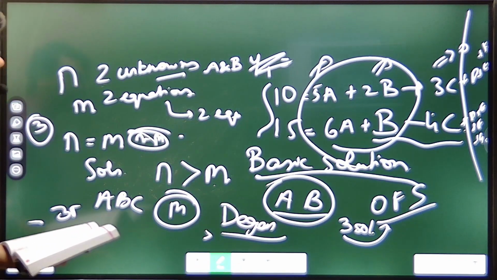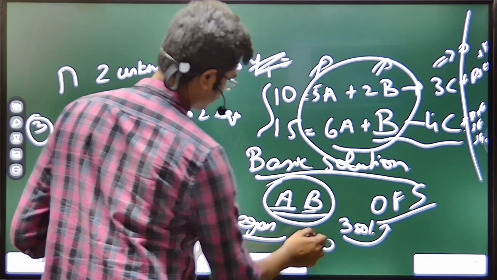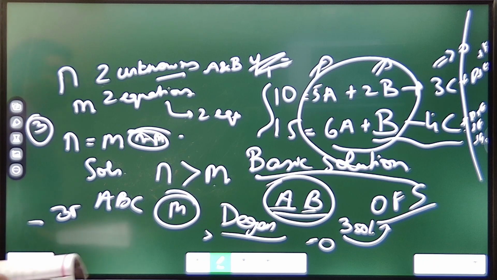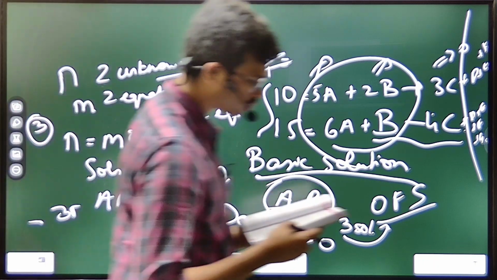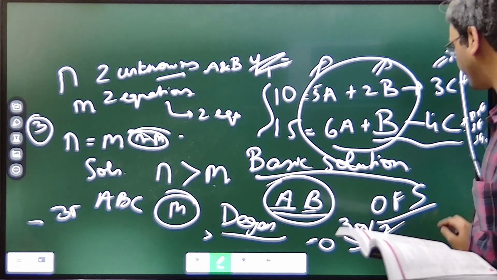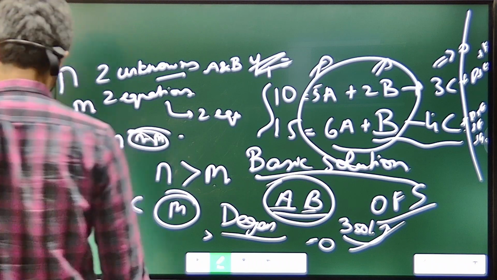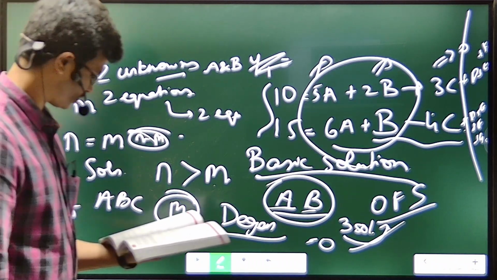Degenerate solution is nothing but if you are getting the value of A or B equal to 0 while solving. If one or more variables become 0, that is called a degenerate solution. So these are the different types of solutions.